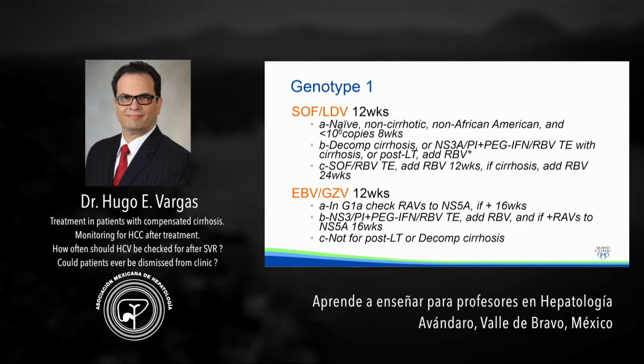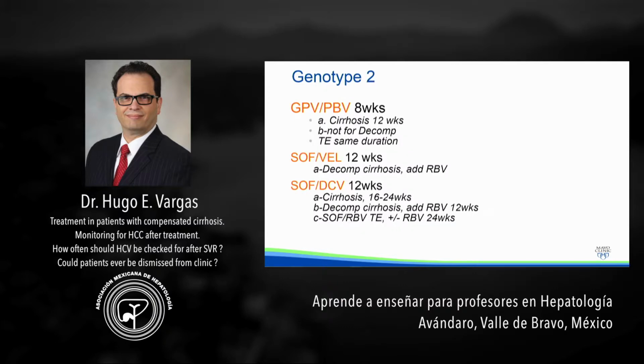Elbasvir, grazoprevir is economical, but with genotype 1A, you've got to be sure you look for the resistant strains. So that to me adds a little bit more complication to the regimen, and I'm not the biggest fan of this regimen. I think genotype 2 is not a particularly prevalent virus in Mexico, and correct me if I'm wrong. But you will see it, and I think that sofosbuvir-daclatasvir is a very good regimen.